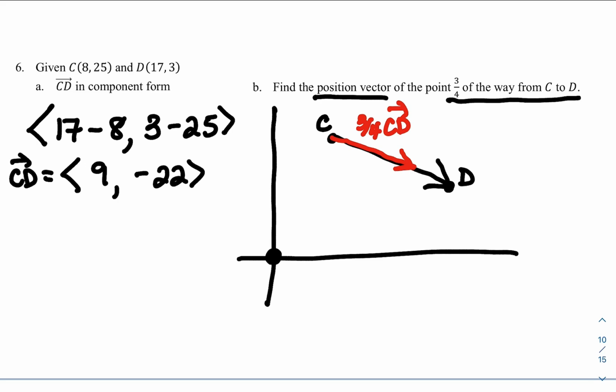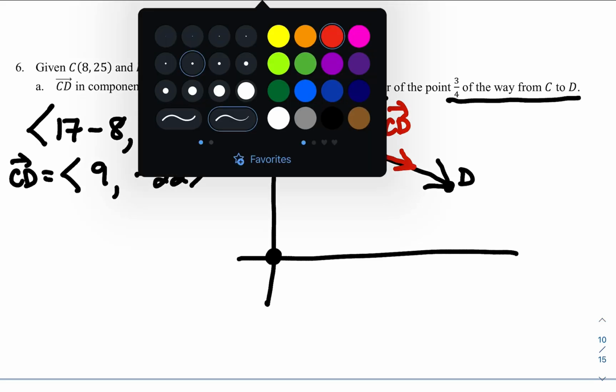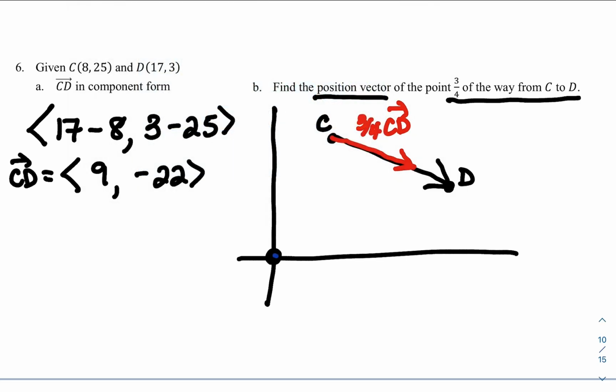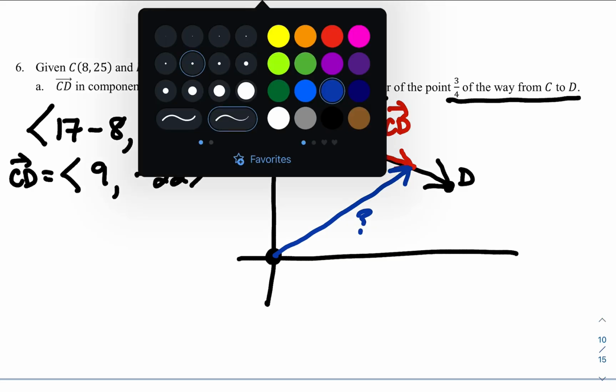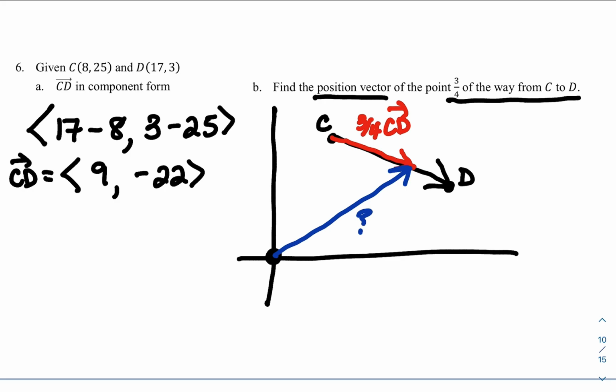So how do we go from here? Well, what am I looking for? I'm looking for the vector that starts off at 0 and ends 3/4 of the way from C to D. This is what I'm looking for, that vector there. What would be helpful is that we have 3 vectors that we added to get to that. Every vector that we've been adding, we've been doing from head to tail. So right now, I have this point in space that stops 3/4 of the way from C to D, and the position vector that I want goes from 0, 0 to that.